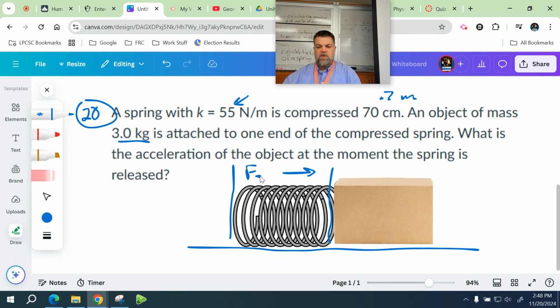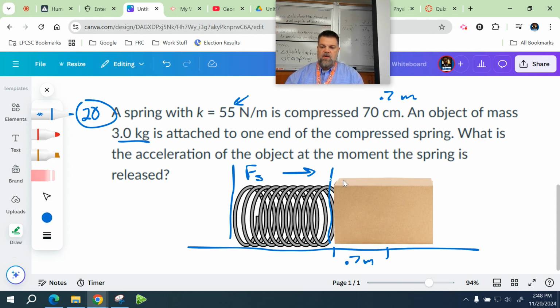This is the force of the spring. It's compressed, so it wants to expand. It wants to reach its free length. Well, what is its free length? I don't know exactly, but I know that it's compressed 0.7 meters. That's a pretty long distance. And what they really want to know is what is the acceleration of the object? Well, if the object is standing still while it's compressed, we're freezing this in a moment in time. So somehow we compress the spring and then we're going to release it.